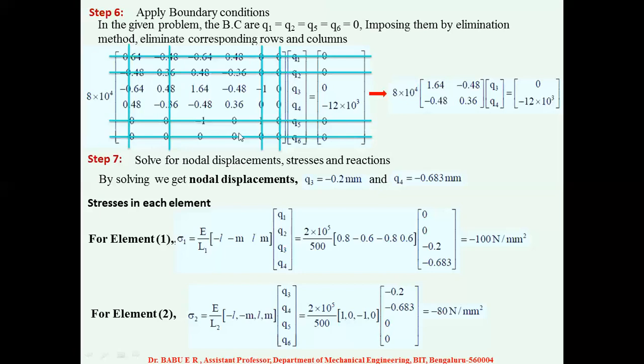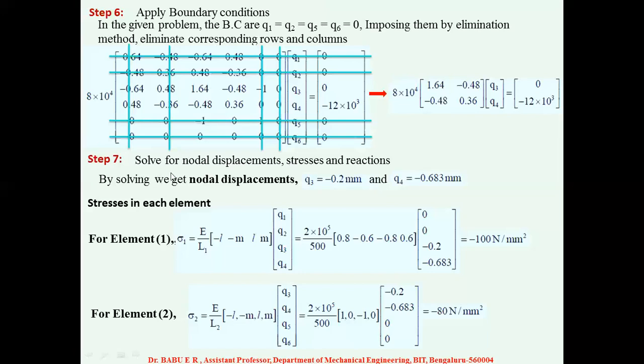After applying boundary conditions, the equilibrium equation is modified. It will result in 8 into 10 to the power of 4, matrix 1.64, minus 0.48, minus 0.48, 0.36, into Q3, Q4, which equals 0, minus 12 into 10 to the power of 3. Now you have to solve this matrix.